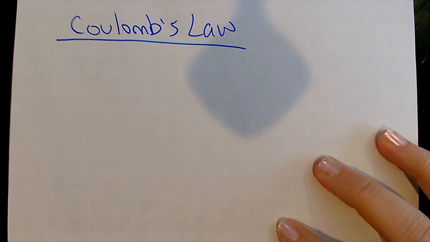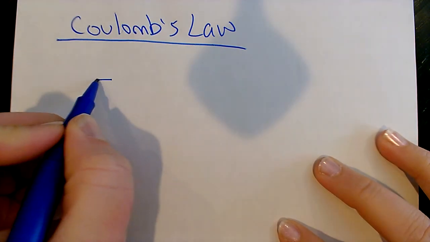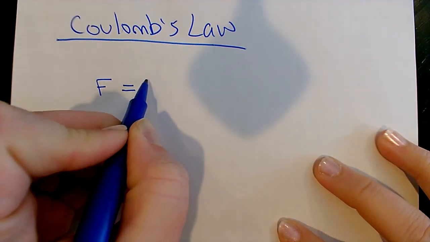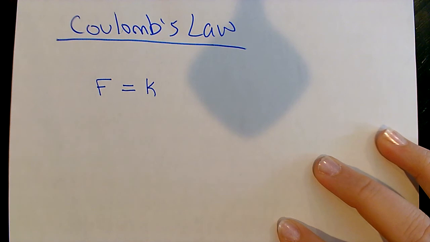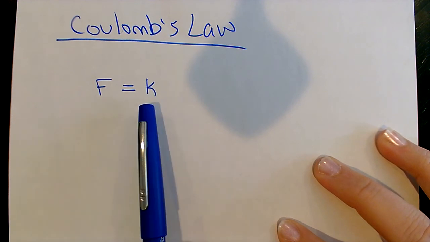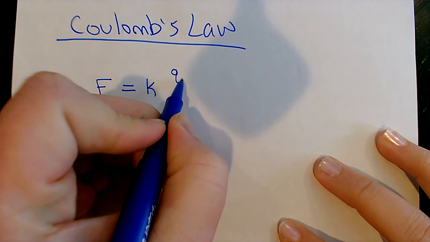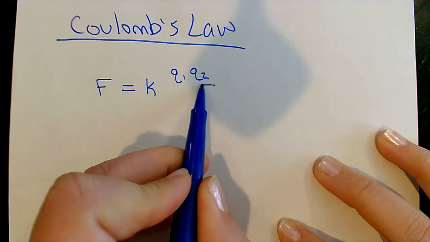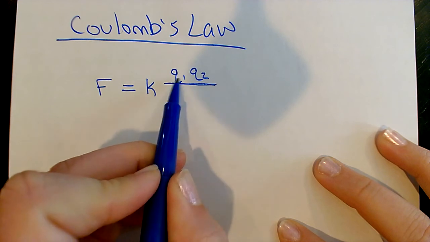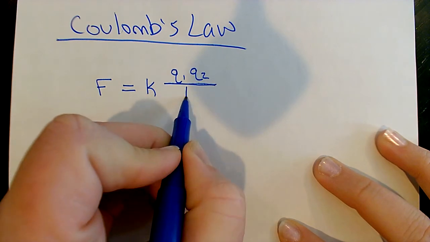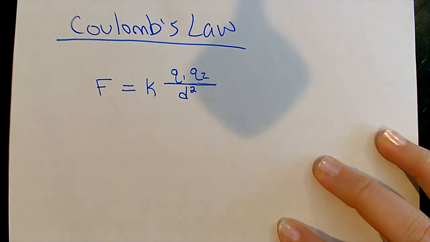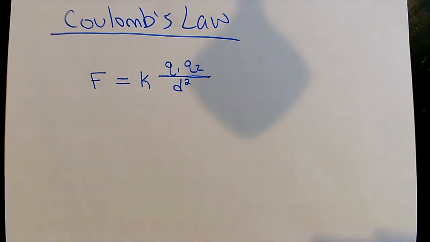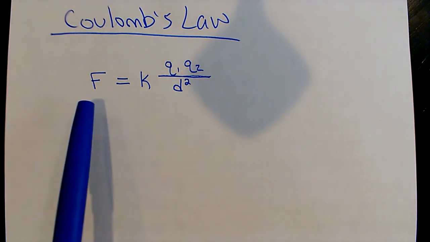So our formula is the force between them equals K, which is just a constant. It's always the same number. It's not going to be important what that is for right now. Times the product of the charges. Remember, Q represents the charges of either object, the first object and the second object, divided by the distance between them squared.